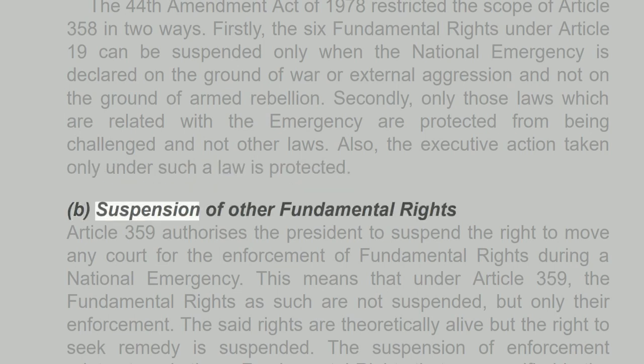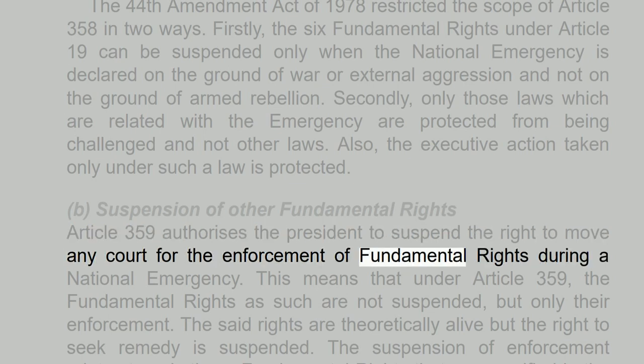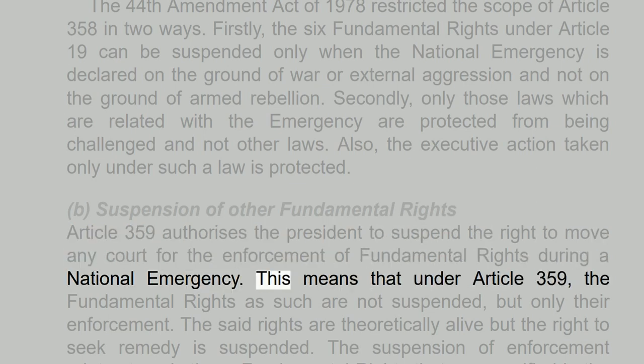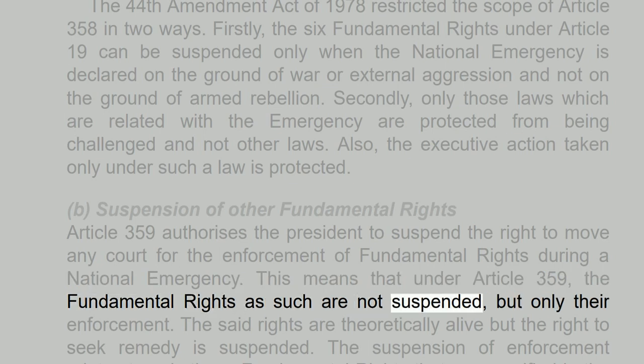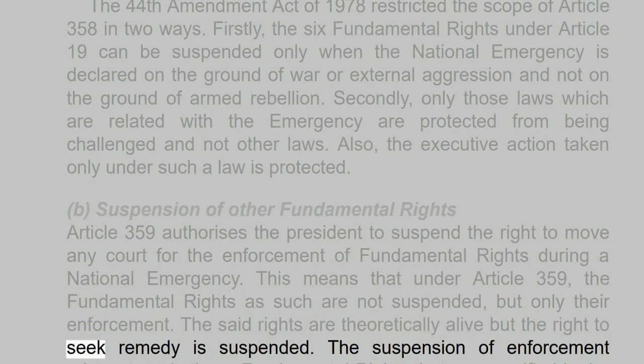B. Suspension of other fundamental rights. Article 359 authorizes the President to suspend the right to move any court for the enforcement of fundamental rights during a national emergency. This means that under Article 359, the fundamental rights as such are not suspended, but only their enforcement. The said rights are theoretically alive, but the right to seek remedy is suspended.